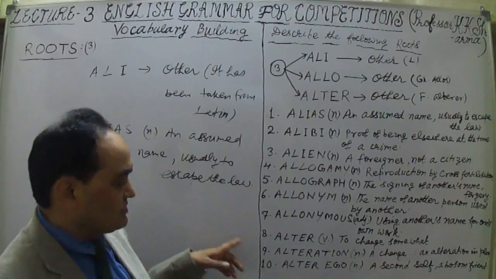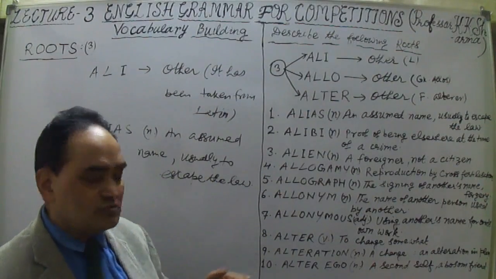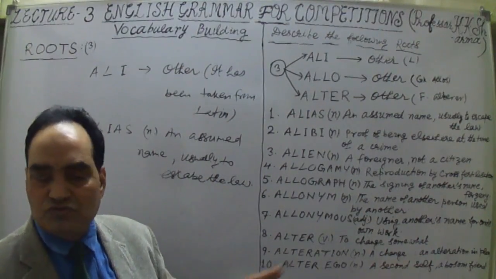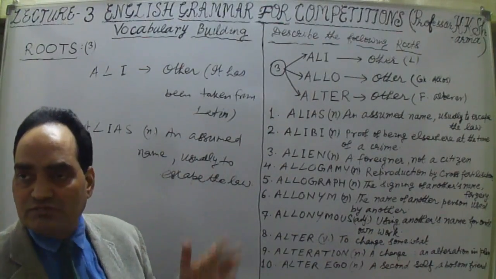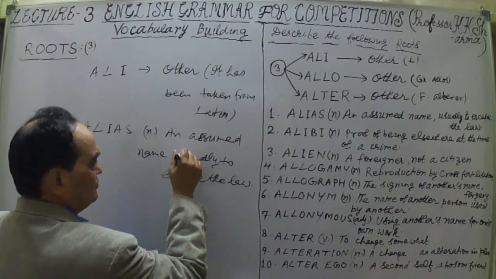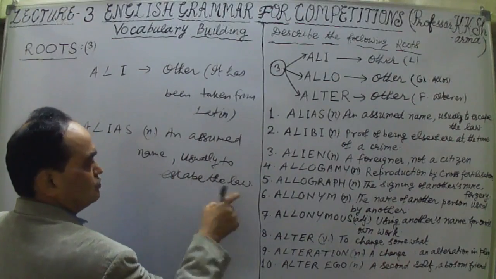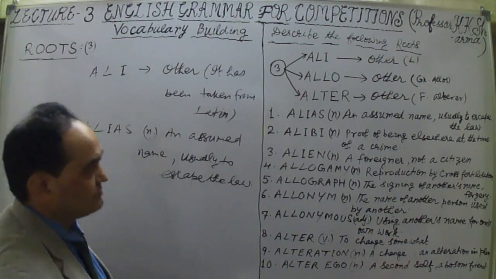Maybe the government is now going to do the UCC, Universal Civil Code, but that is another point. I'm not going to go into that law here. But this is assumed name, alias, just to escape oneself from the legal point of view or from the law. Usually to escape the law. This is one word, alias.